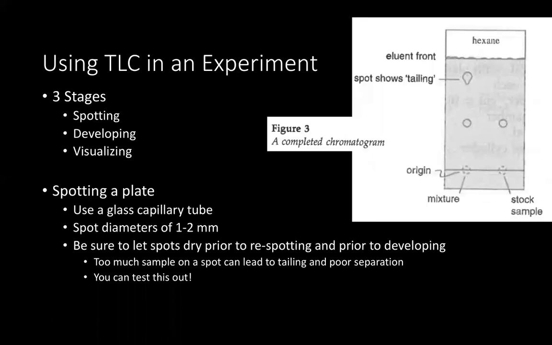But too much sample on a spot can lead to poor separation and spot shape. You can get something called tailing, okay? And we see that illustrated in the slide in the upper right hand part of this slide. The topmost spot in the mixture now has this little tail. It's no longer round. It has kind of this odd shape to it, and we can see the tail.